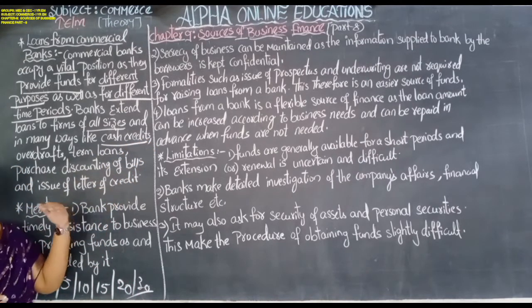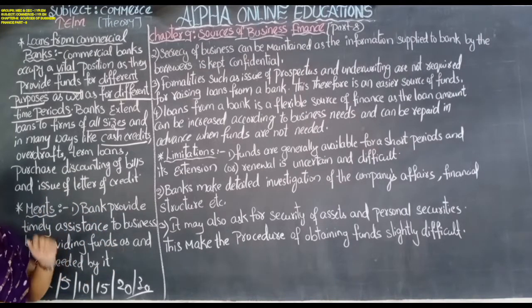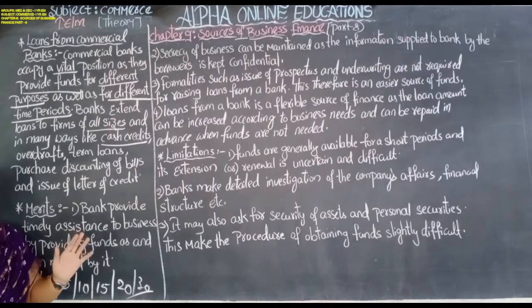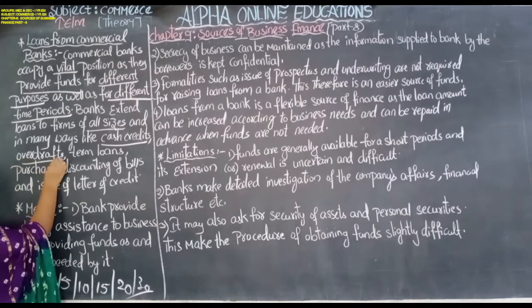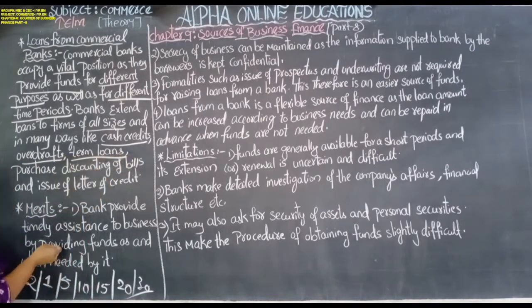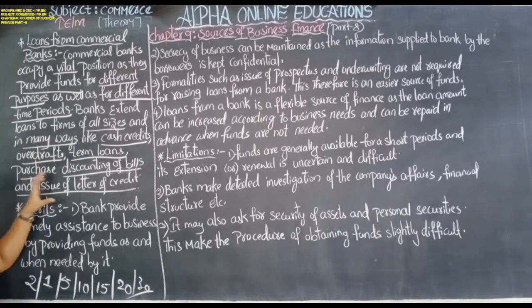These things we are going to study in detail in the next session. Don't worry, we will study each and every topic in detail in the next session. Cash credit, overdraft facility, term loans, purchase and discounting of bills, and issue of letter of credit. These are some of the ways by which generally the bank issues loans for different time periods and different purposes. So this is the information regarding the loan from the commercial banks.